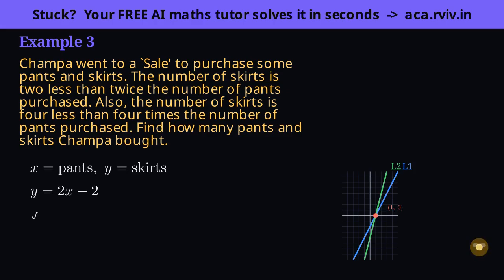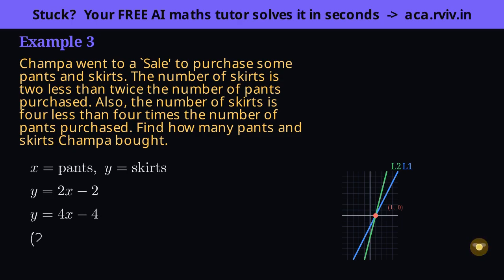The second fact, 4 less than 4 times the pants, translates the very same way. 4 times x is 4x, and 4 less subtracts 4. So y equals 4x minus 4. Now we have two lines.